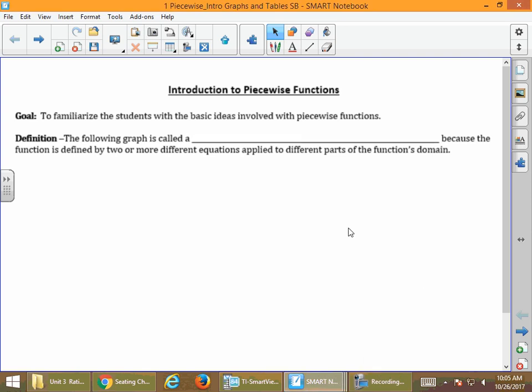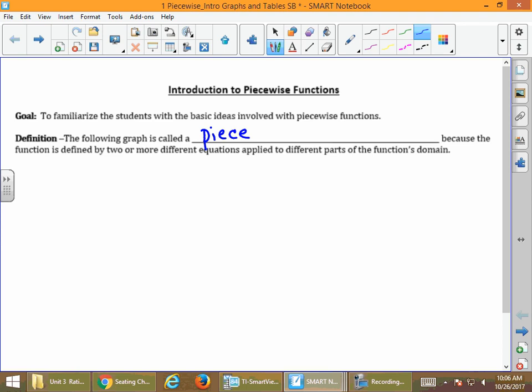Today we're going to talk about piecewise functions. And what you can't see on my screen just yet, but you can see on your paper, is that the following graph is called a piecewise function. And the reason that it's called a piecewise function is because the function is defined by two or more different equations applied to different parts of the function's domain, which probably doesn't mean that much to you when I read it out loud.